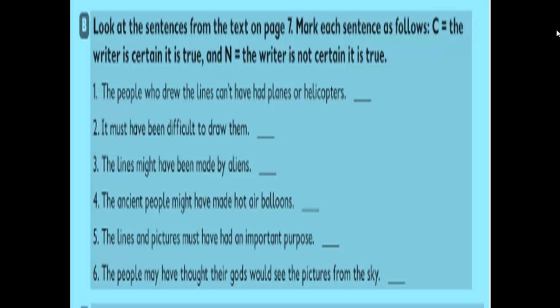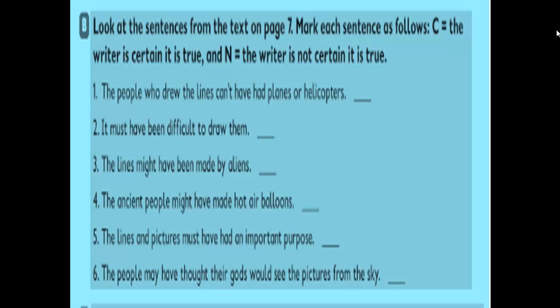Number 5, the lines and pictures must have had an important purpose. We have must, and as we have said, using must means you are certain of the meaning. So here we have to put the letter C.